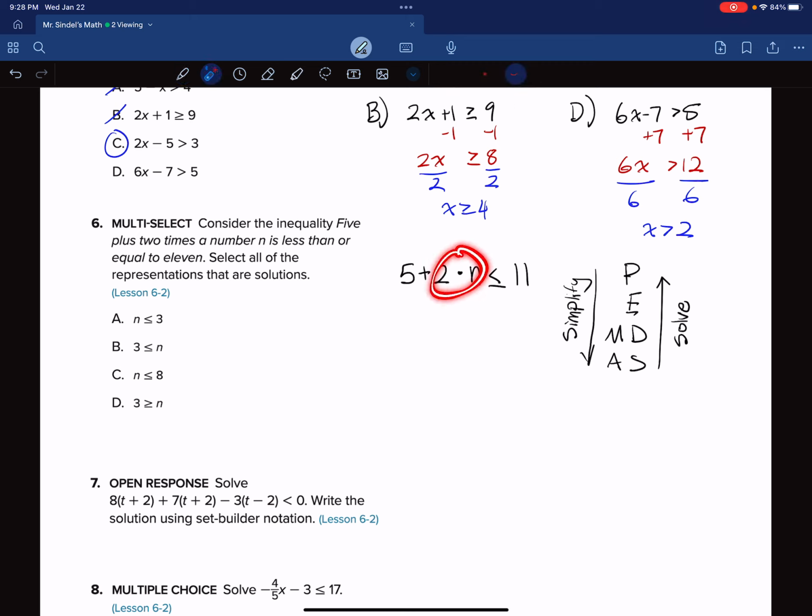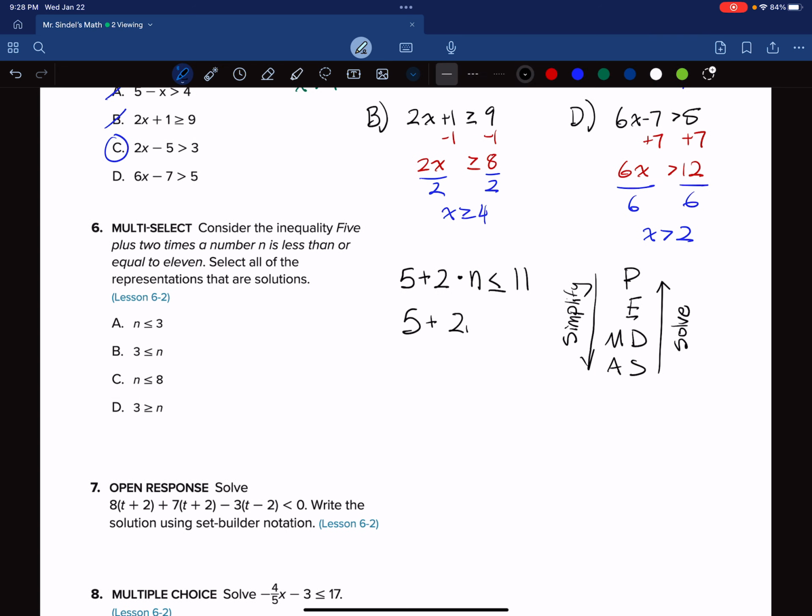So this happens first. Multiplication happens before the addition. This happens before this. So this is really going to say 5 plus 2n is less than or equal to 11. And then from there, I can start undoing things. Everything over here is nice and simple. Simple on the left, simple on the right. Let's go ahead and solve and undo the addition first.